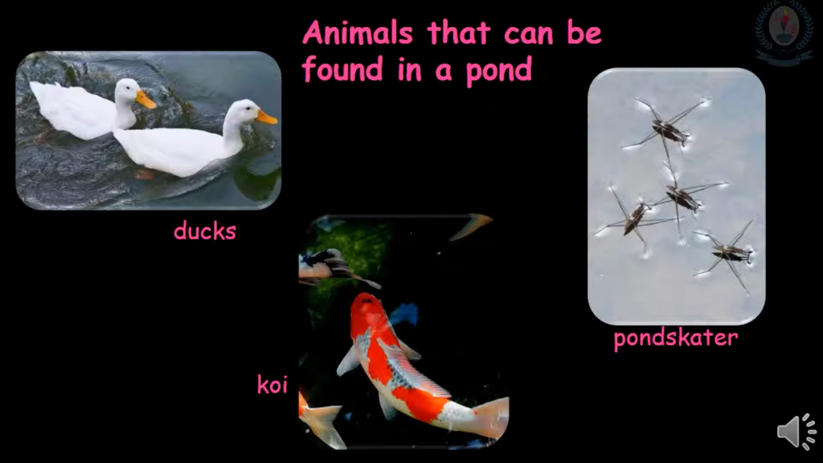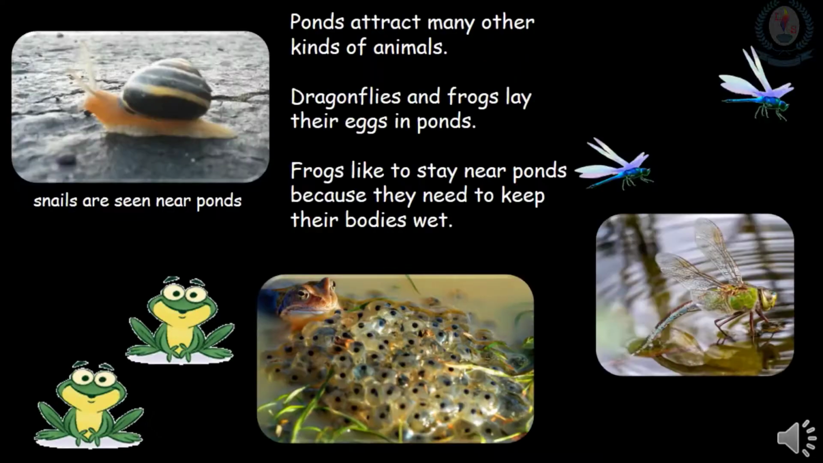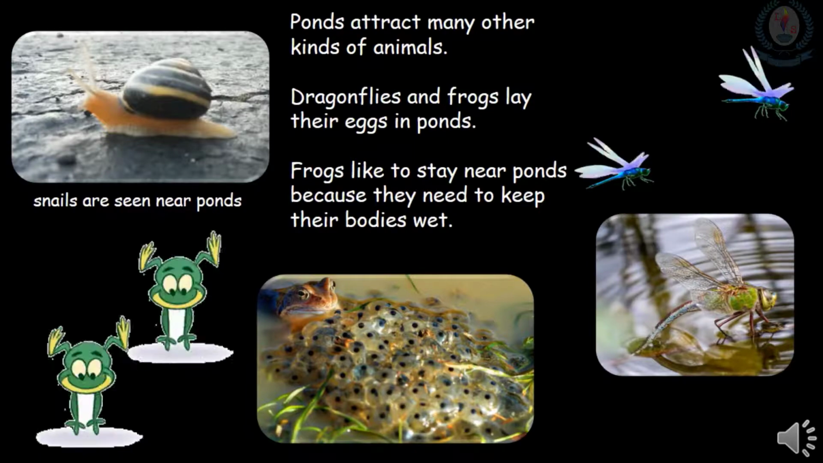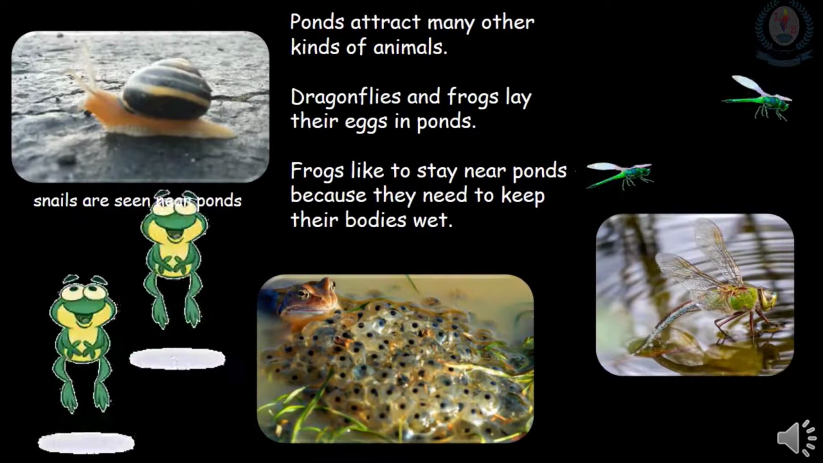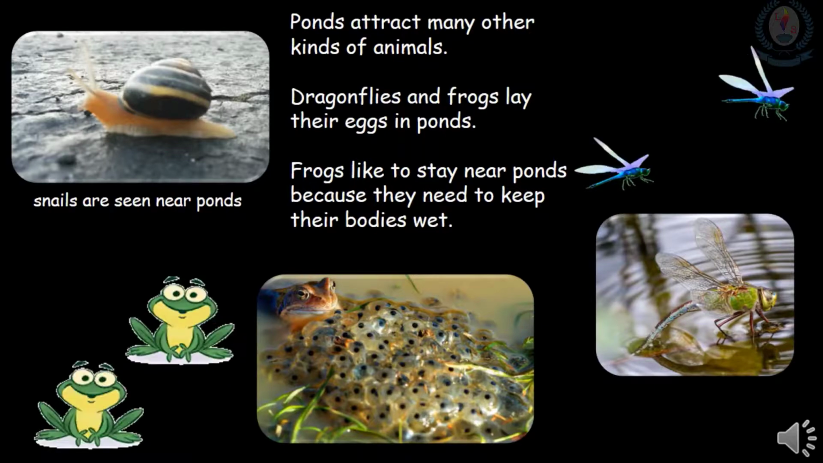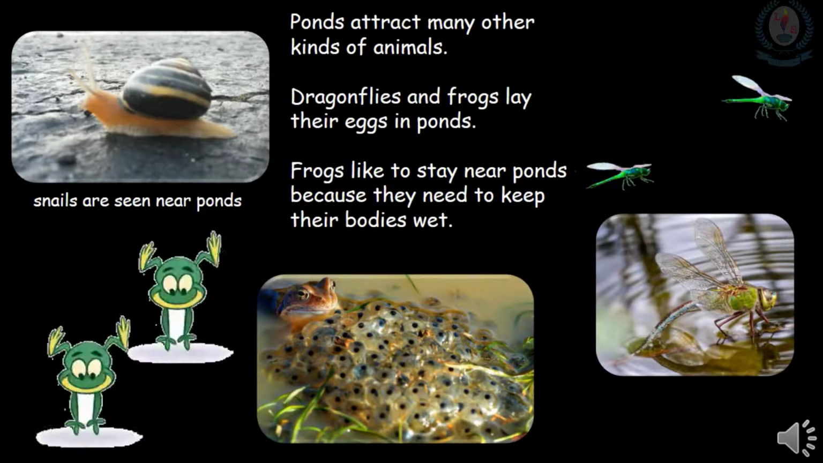Can you see those insects walking on the water surface? They are called pond skaters. They have long legs. I hear a frog croaking. Can you spot it? Ponds attract many other kinds of animals. Dragonflies and frogs lay their eggs in ponds. Do you know why frogs like to stay near ponds? Because they need to keep their bodies wet.